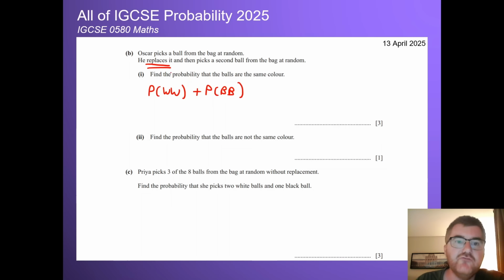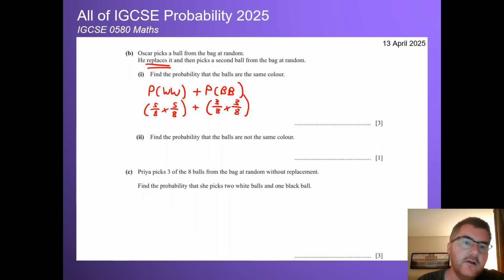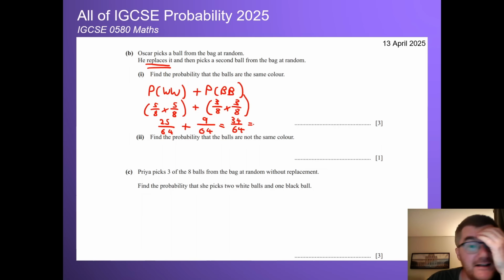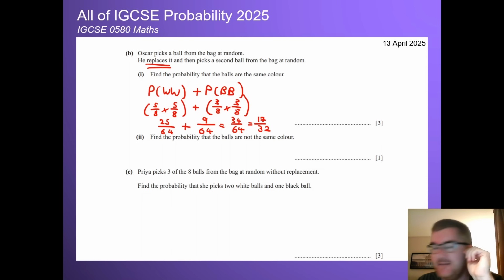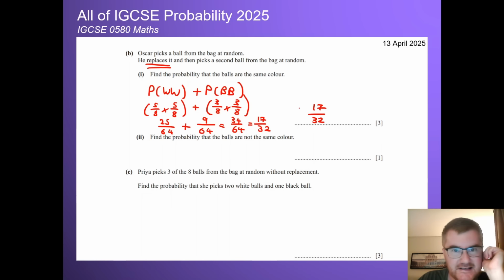So probability of white, white, again, is replaced, so the probability stays the same. So we get 5 over 8 times 5 over 8. And then black, black is 3 over 8 times 3 over 8. Again, not rushing to my calculator. I can times fractions. So times these together, 5 times 5 is 25. 8 times 8 is 64. 3 times 3 is 9. 9 over 64. At the top, so we get 34 over 64. I think it's the same calculation we did before, actually. 17 over 32. Again, let me know in the comments below if it actually is exactly the same. I think it is, isn't it? 17 over 32. Naughty examiners doing basically the same question.